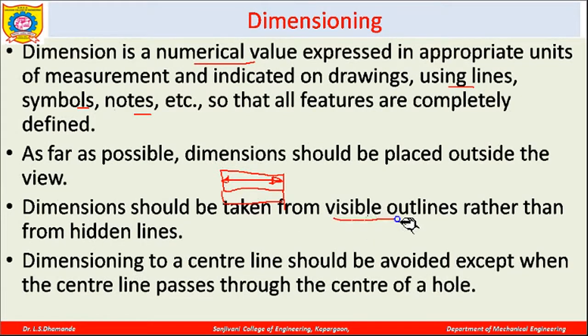the visible outlines rather than from the hidden lines. It's always better to take the dimensions from the visible outlines rather than the hidden lines, because hidden lines are nothing but the things which are not visible to you. And dimensioning to a center line should be avoided except when the center line passes through the center of a hole.